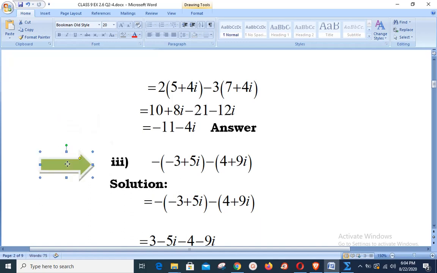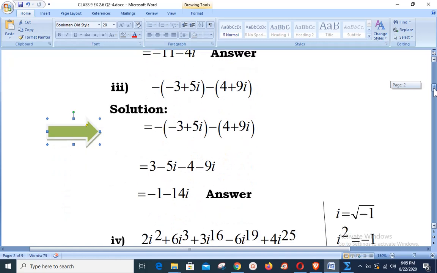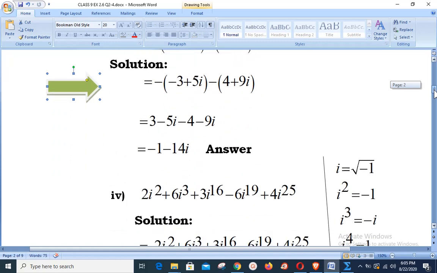Moving to the next part, number 3, the question is minus into minus 3 plus 5 iota minus 4 plus 9 iota. Solution: the first step is the same as that of the question. In the next step, just opening the brackets, the outside sign being minus means the sign will change. So we will be having plus 3 minus 5 iota, minus 4 minus 9 iota. Here the sign before the bracket is minus, so both parts will have a minus sign after opening the bracket.